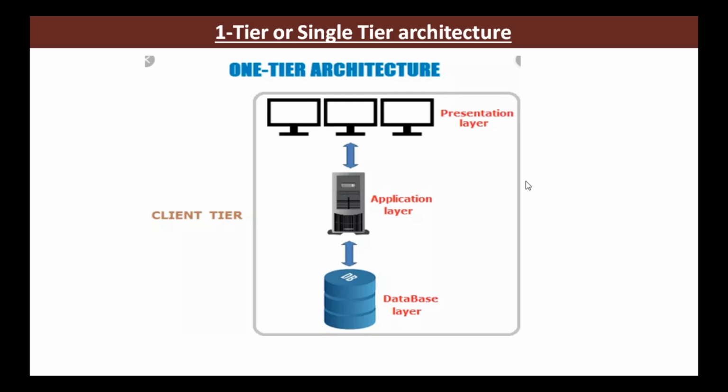When all these components are located in one single system, that type of architecture is known as one tier architecture, and this type of system is known as client tier. Whatever presentation user interfaces we want, whatever application programs we want, whatever database and whatever DBMS you have used, all the related elements are located in a single system or a single machine, which is called one-tier architecture.